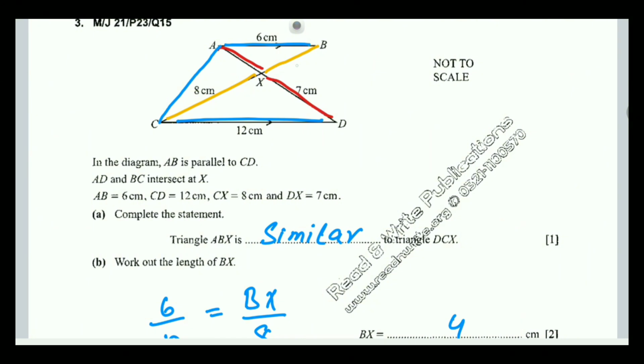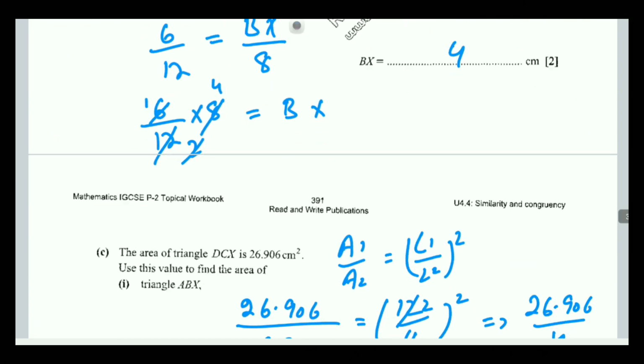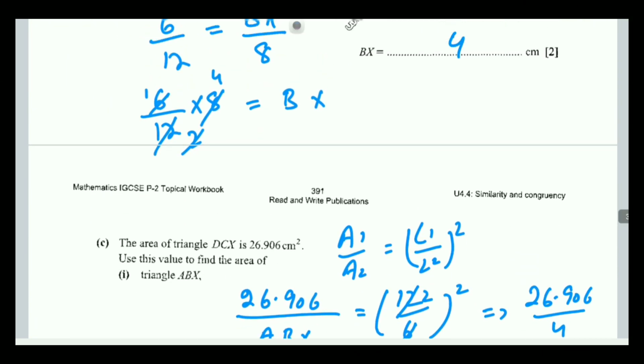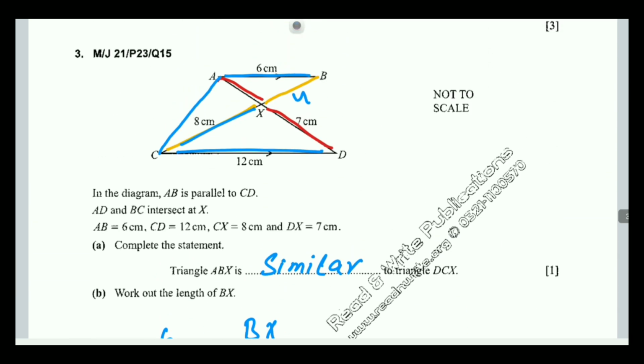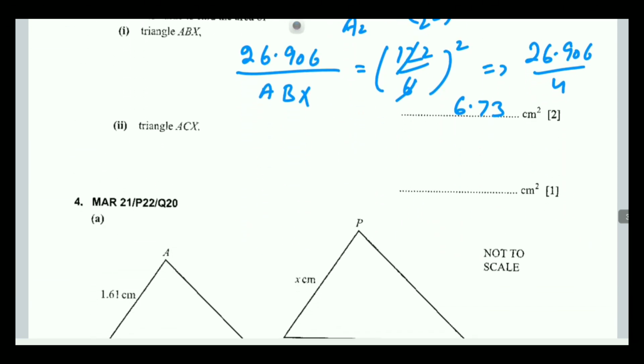If this is 8, this is 4, so these two are corresponding sides of these two triangles. Now we are going to find the area of ACX. So we will use this triangle and this one triangle, ACX and ABX. Their corresponding sides are 4 and 8, and the area of the smaller triangle is also given, that is 6.73, that we have calculated in the previous part. So we will use that area.